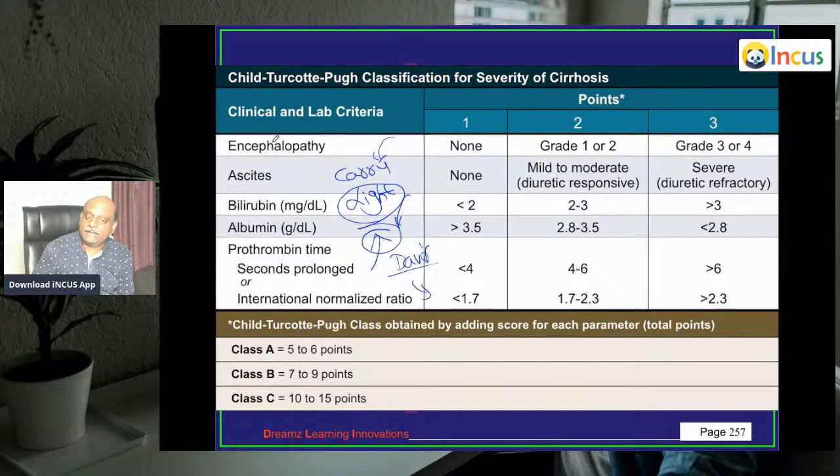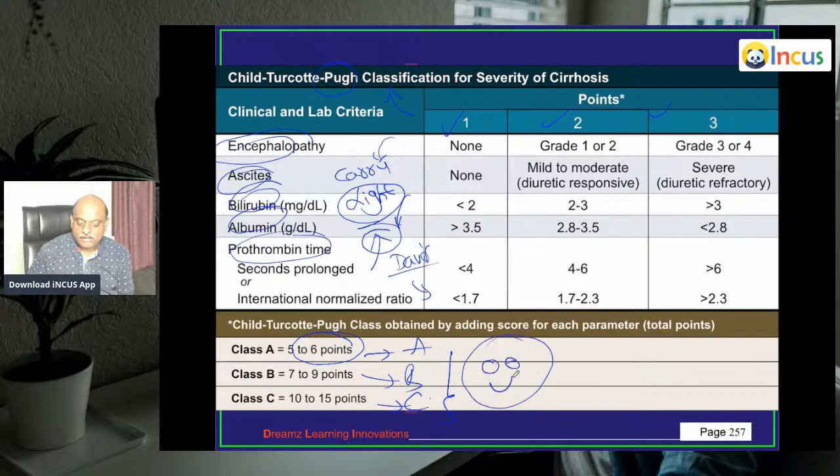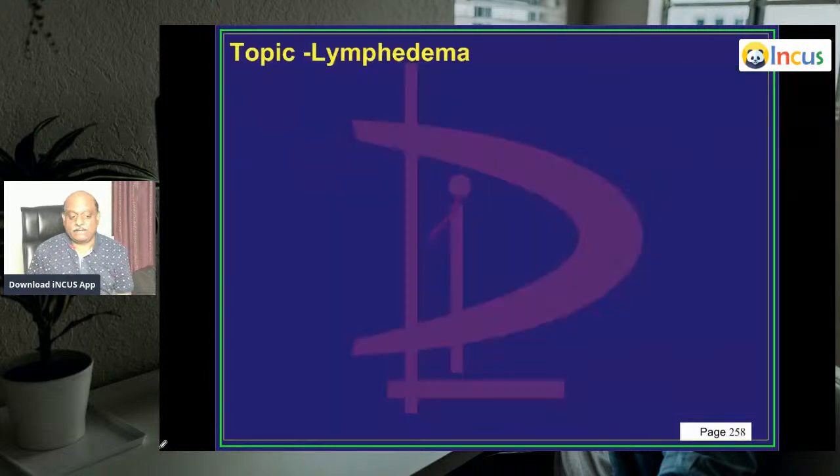Right? So Child-Turcotte-Pugh classification, definitely important. Many times asked. It is the grass meant to be eaten. Encephalopathy, ascites, bilirubin, albumin, PT, they are the criteria. Accordingly, 1, 2, 3 points are given. And 5 to 6 points will make it class A, 7 to 9 points will make it class B, 10 to 15 points make it class C. Remember, examiner definitely will ask in NEET PG 2021.